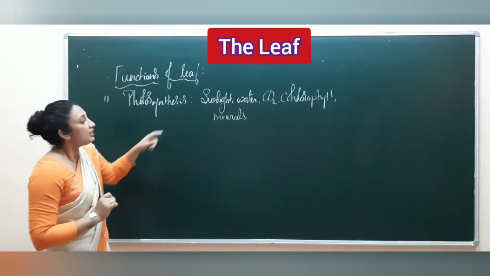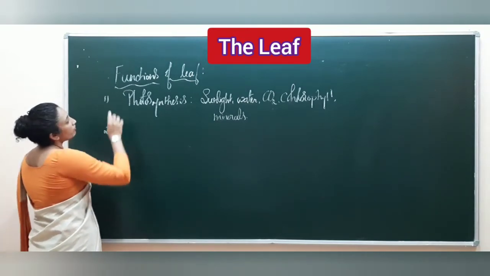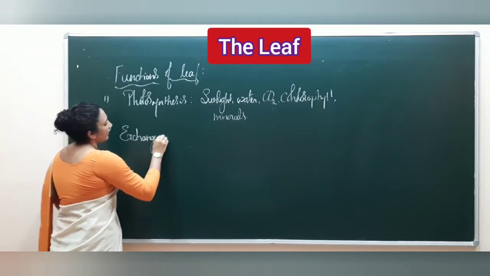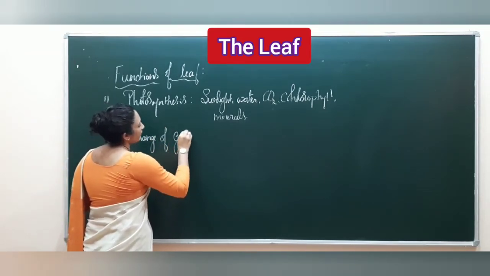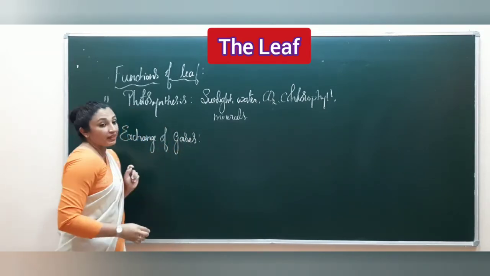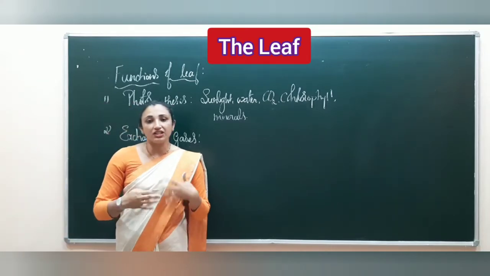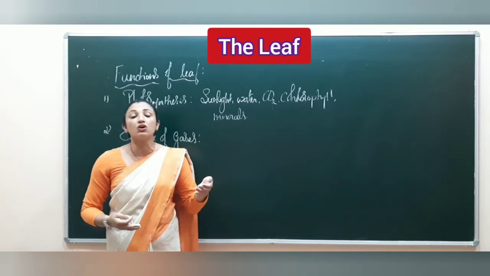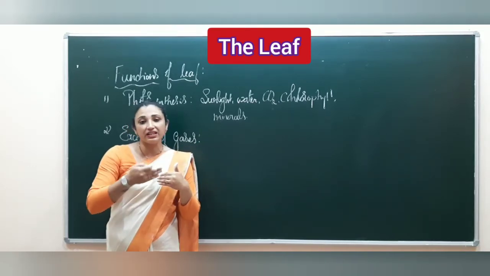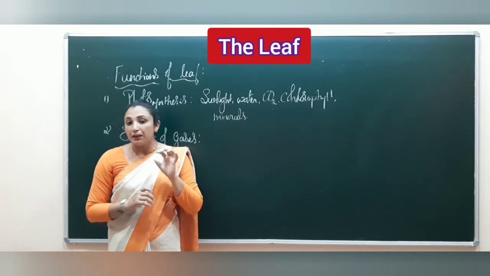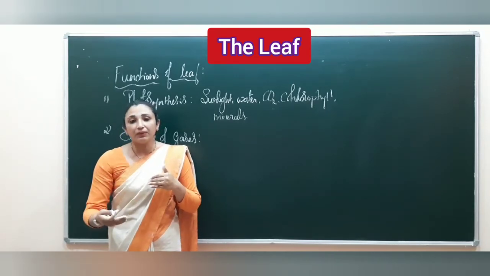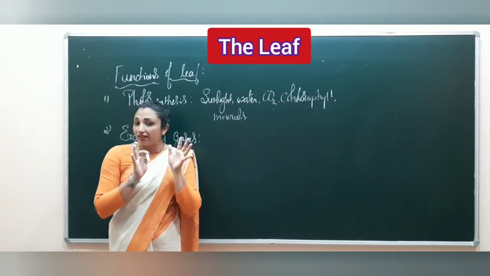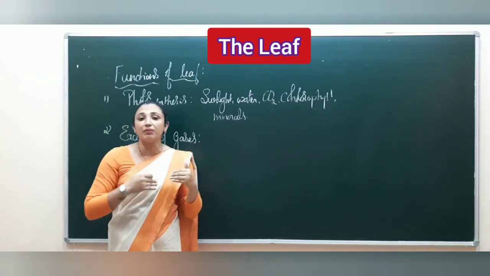the sunlight. The next function of the leaf is exchange of gases. As we breathe in oxygen and breathe out carbon dioxide, the plant body also breathes in oxygen and breathes out carbon dioxide. But they make use of the carbon dioxide for the process of photosynthesis. Don't have the concept that plants breathe in carbon dioxide.